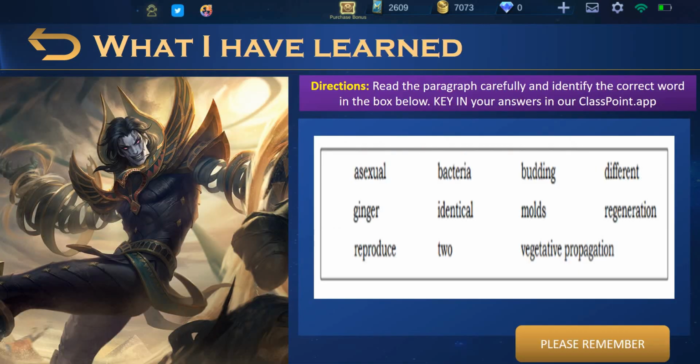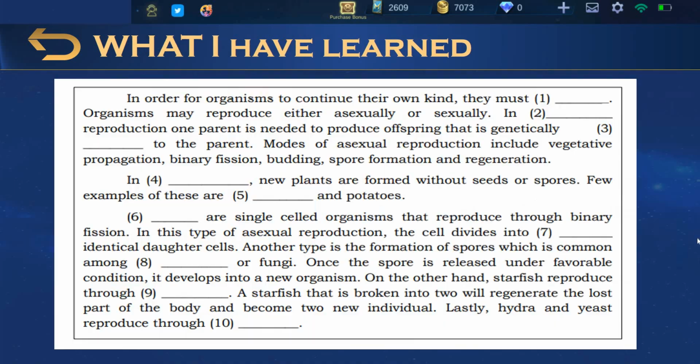So let's have this one. Okay, let's proceed with what I have learned. Directions: read the paragraph carefully and identify the correct word in the box below. So key in your answers using our class point up. Here are the words: asexual, bacteria, budding, different, younger, identical, molds, regeneration, reproduce, two, vegetative propagation. So here we go. Okay, go.